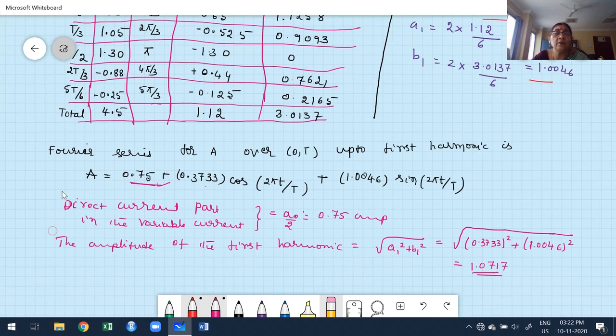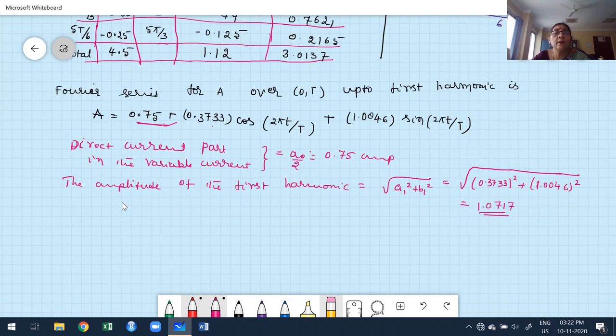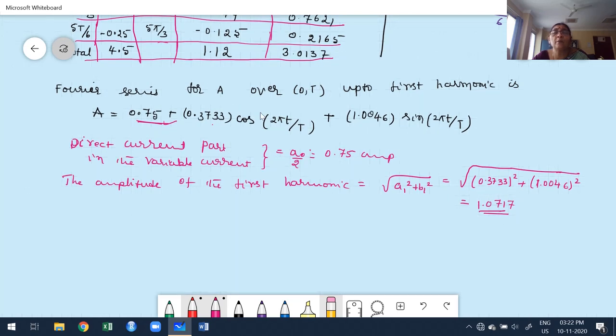From that you construct the series up to the first harmonic. The part free from both trigonometric functions is nothing but the direct current part in the variable current. Next, the amplitude of the first harmonic is nothing but the square root of a1 square plus b1 square. You already know that formula. This is a way to do the problem.